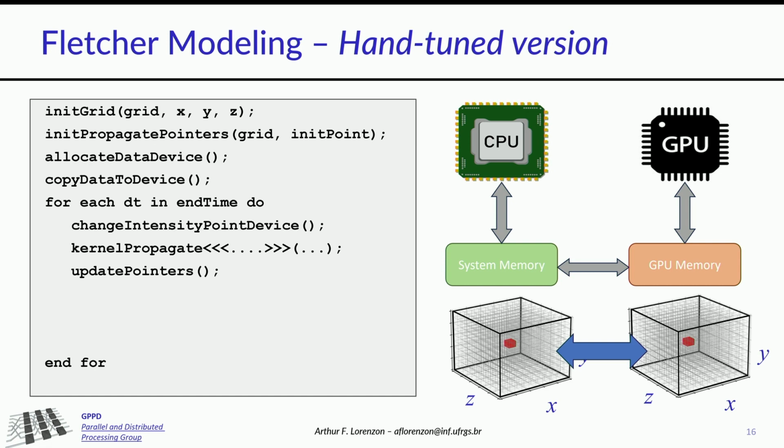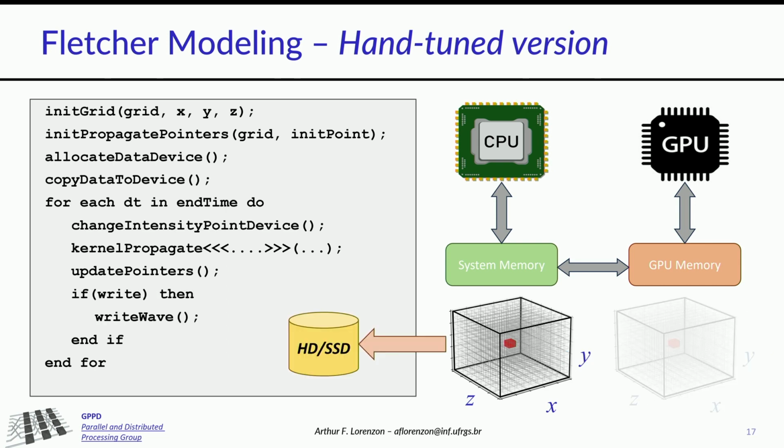Once the kernel propagate finishes, we update the pointers with the grid in the system memory from the CPU. And we do this because at each time there is a threshold at which it will write the status of the wave in the HD or SSD. So it iterates until the end of time of simulation, which is a parameter for the input of the application. Well, this is the hand-tuned version.